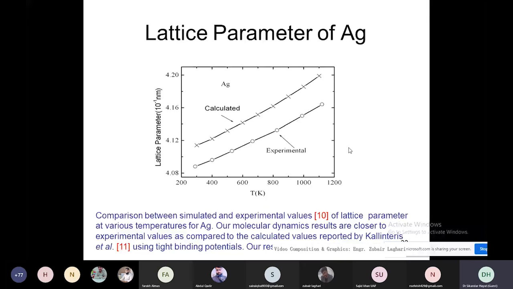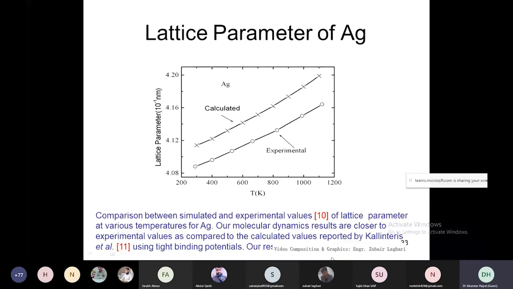Also, we have seen that the values given using the tight binding potential differ very little between the calculated and experimental values. Those were within 0.75%. We can say that the calculated values are higher by 0.0031 nanometer, while the trends are the same.